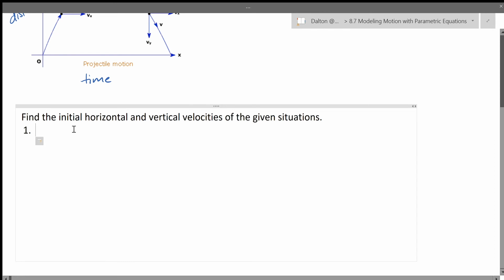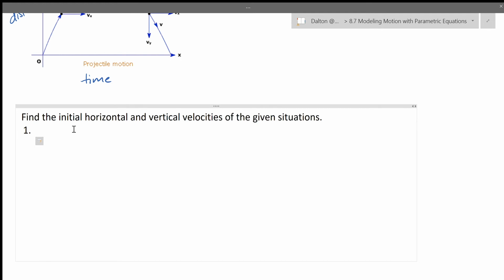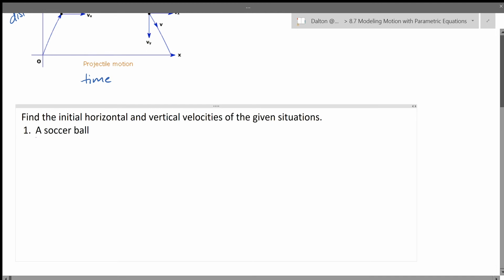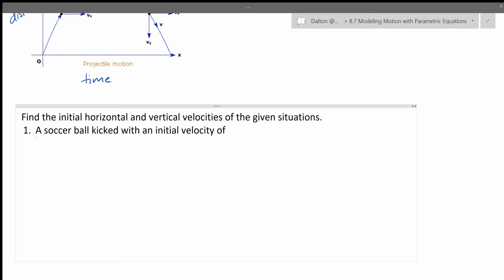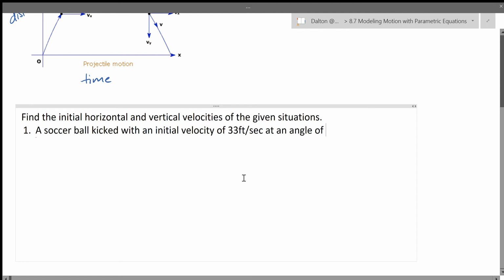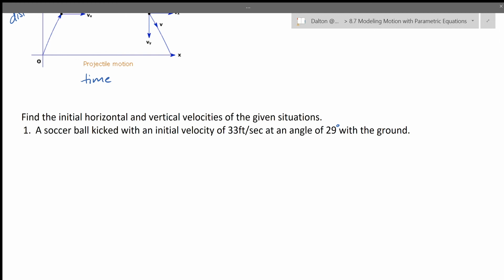Okay, so I want you to find the initial horizontal and vertical velocities of the scenario of a soccer ball that is kicked with an initial velocity of 33 feet per second at an angle of 29 degrees with the ground. So you could actually have done this question even before this video.